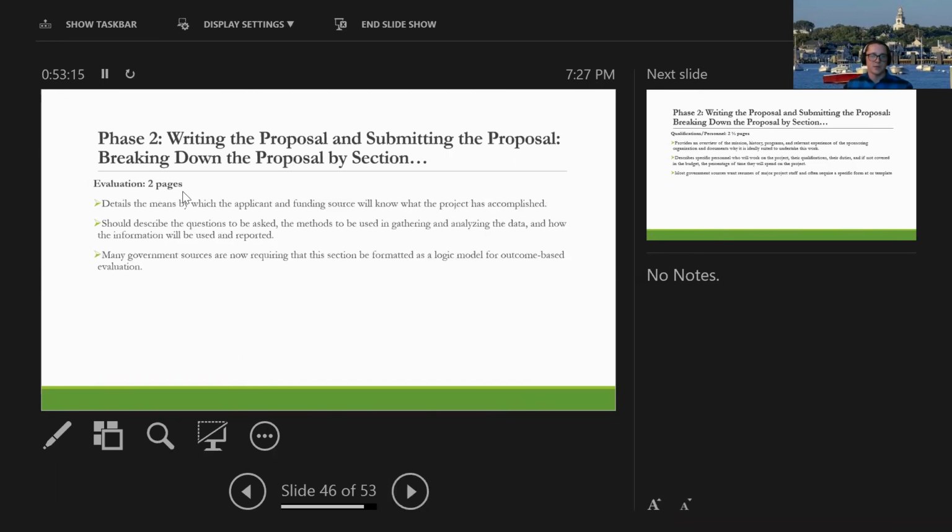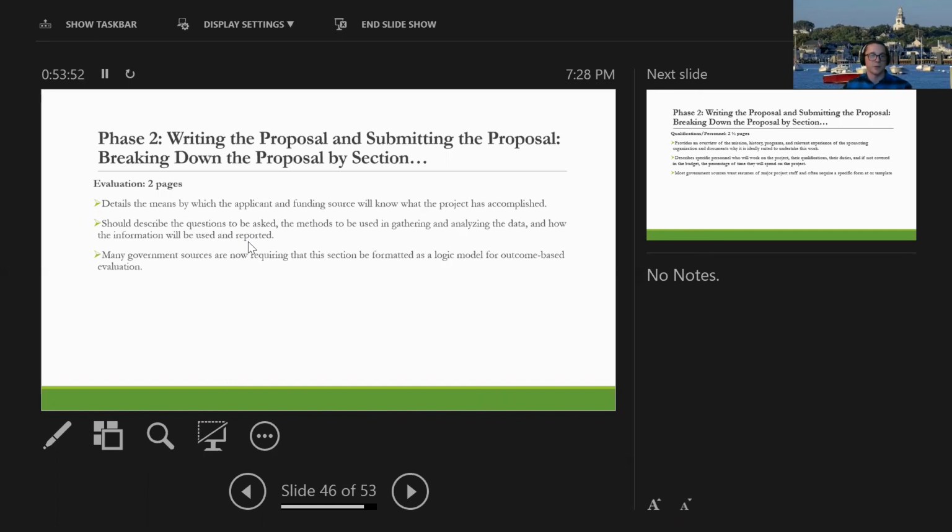Evaluations especially get important when you're dealing with federal money, like I talked about. Evaluation details the means by which the funding source will know that the project has accomplished its goals, and should describe the questions to be asked. That gets into the M&E, which is monitoring and evaluation. There are all kinds of best practices for proper and appropriate monitoring and evaluation. That's a whole sector within itself.